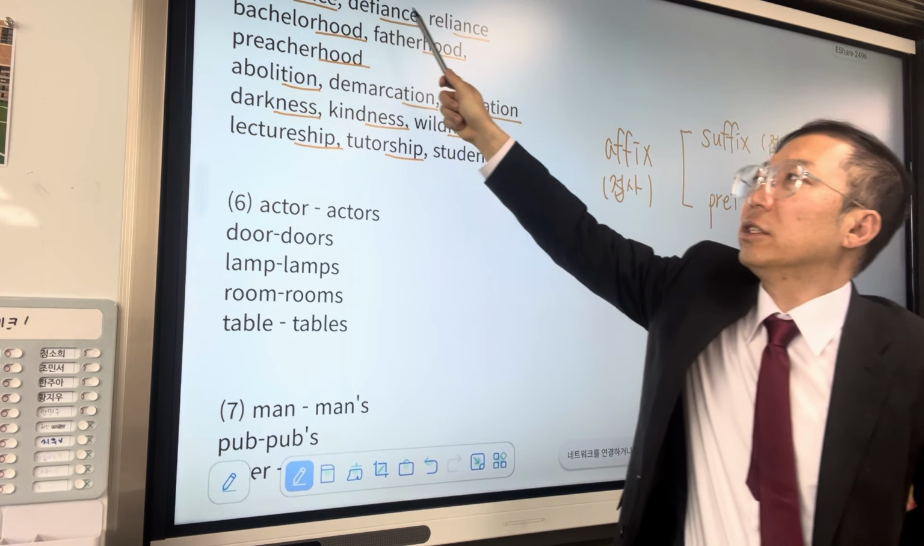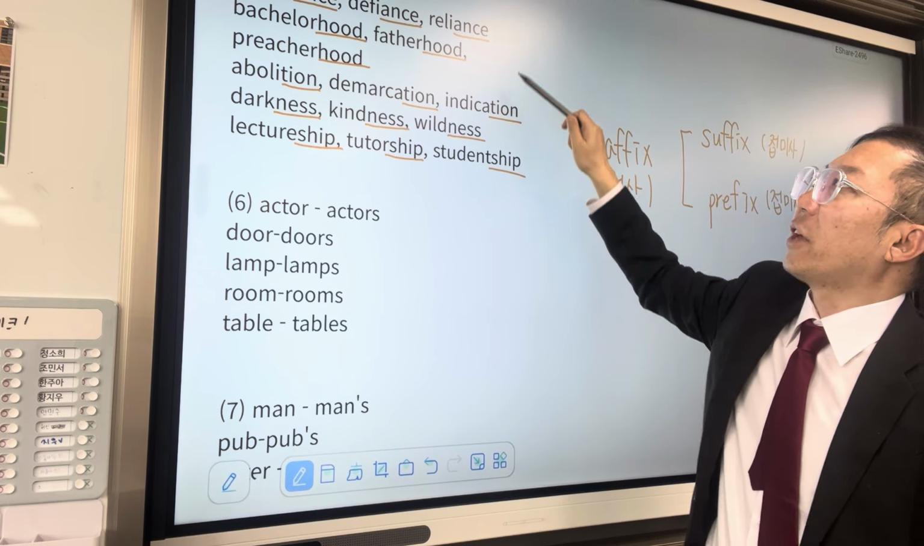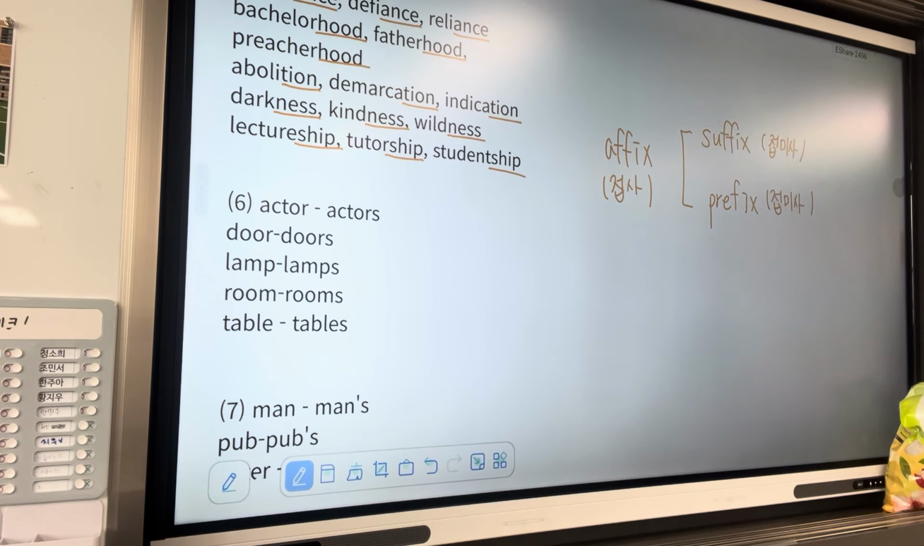So nouns are the words who sometimes share the same suffixes. These are only 5 of quite a number of typical noun endings.